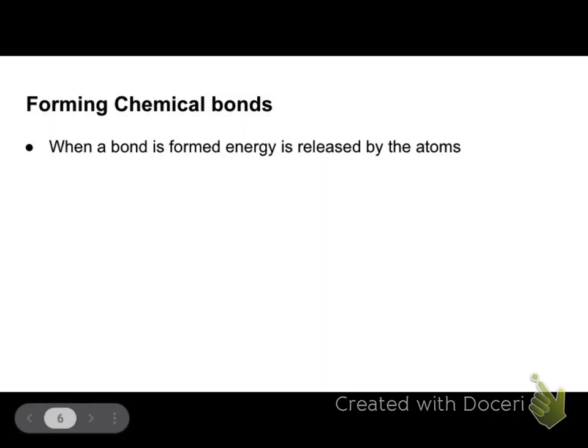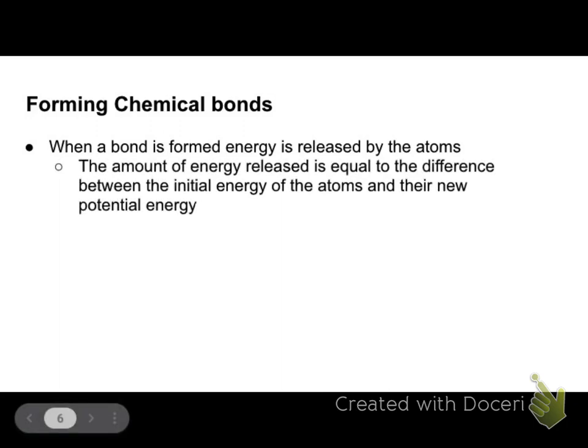When a bond is formed, energy is released. Because remember, we said they have a certain amount of potential energy before they connect, and then when they do connect, it lowers their potential energy. Well, that potential energy has to go somewhere. It could be released as heat or light, but that potential energy has to go somewhere in order for their potential energy to be lower.